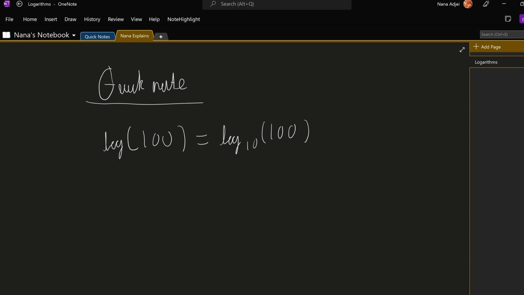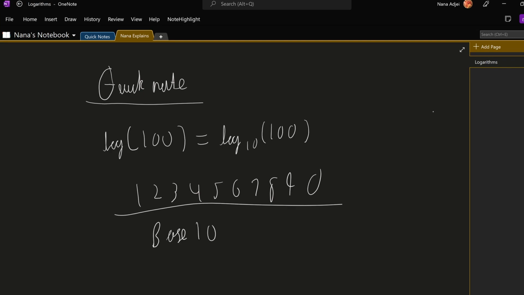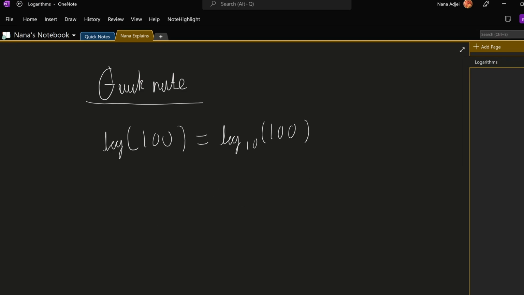The reason why we default to base 10 is because in our number system, we use denary. And that means that there are 10 digits: 1, 2, 3, 4, 5, 6, 7, 8, 9, and 0. 10 digits, so we call that base 10. This isn't important for logarithms, but I thought it was interesting for you to know where it came from. The reason why we use 10 numbers is because we have 10 fingers, and for us humans, it was intuitive to know that. There's no real reason why log by itself is equal to log base 10.